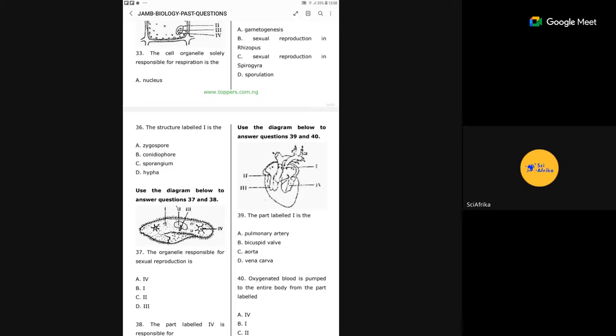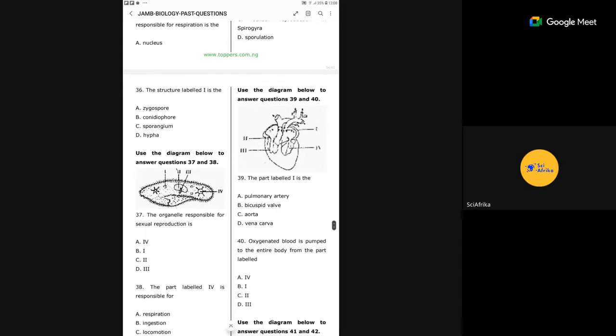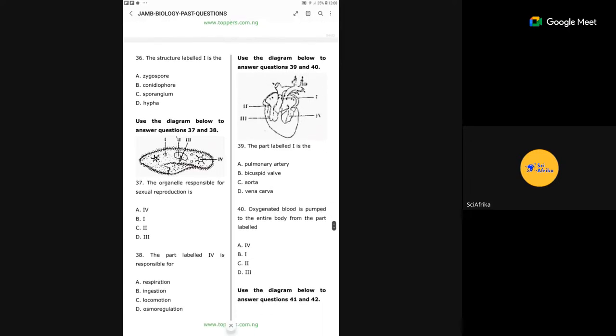So let's answer the question we have under it. The organelle responsible for sexual reproduction is what? I, V, II, or III. Which one is the answer? For sexual reproduction, we think about the nucleus, the nucleus being responsible for sexual reproduction. So based on this diagram, we'll go for III. The next one is saying the part labeled IV is responsible for what?